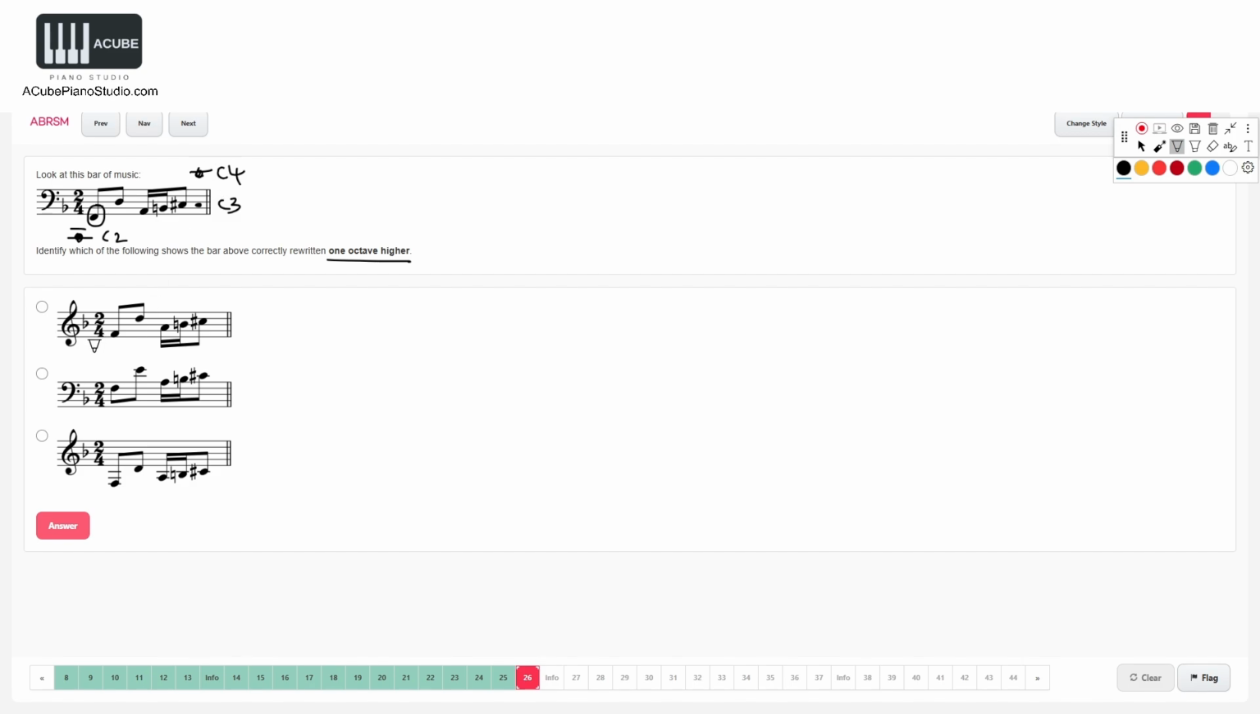So this is C4, right? The notes here are all higher than middle C. So this is out already because this is more than an octave higher. Let me repeat what I said: C3, C4. The first note here is in between C2 and C3. This is C2, this is C3. The first note of this bar here is in between C2 and C3. So if you want to rewrite it one octave higher, the note should be in between C3 and C4.